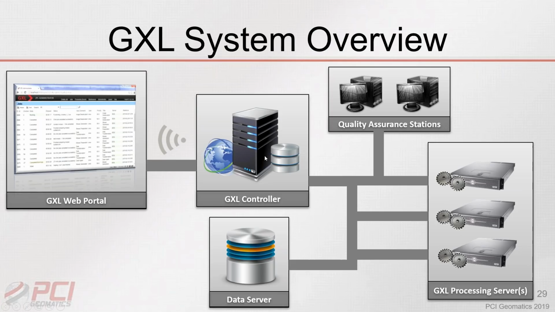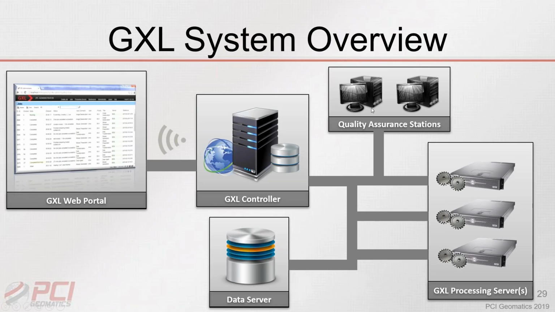But essentially why GXL is so powerful is because it can actually process large data sets in parallel. So you can see over here on the right, we have a number of processing servers, in this case 3, but there's really no limit in terms of how many processing servers you can add to the GXL. We've had customers add hundreds of processing nodes, even on the Amazon cloud.